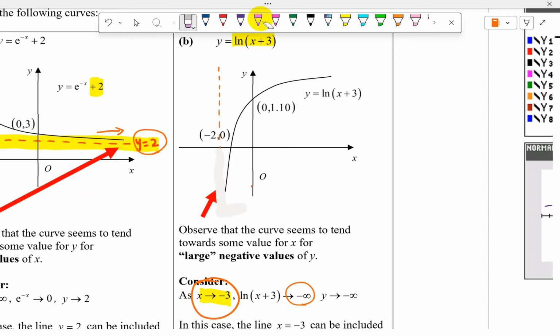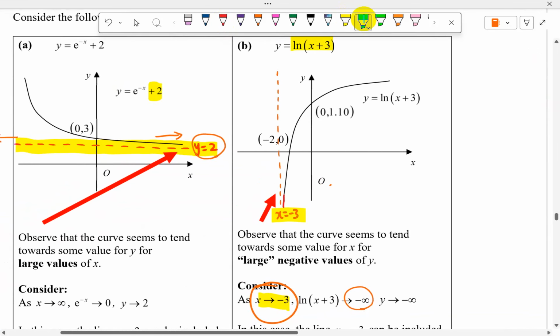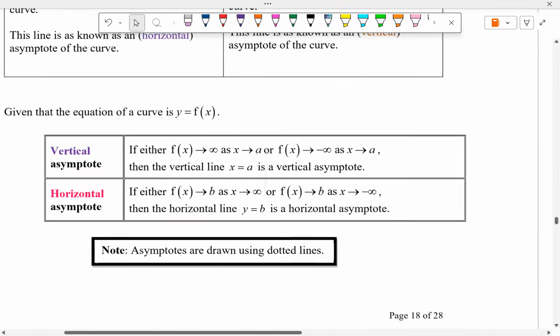Same thing, I take a ruler and use a pencil to draw in a vertical dotted line. And then I label the equation of the asymptote, x equals -3. So this is to tell the examiner, this logarithm graph has a vertical asymptote at x equals -3. When you're drawing the shape of the graph, make sure that your graph will approach the vertical asymptote closely, but it doesn't touch the vertical asymptote. In short, graphs approach the asymptote, but they don't intersect the asymptote line.